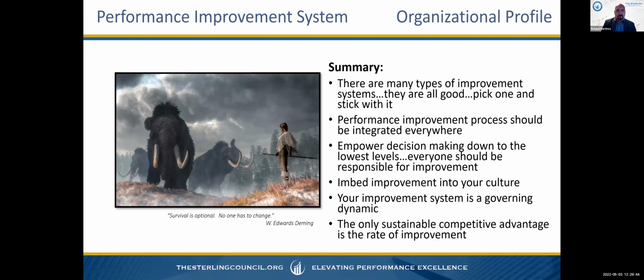Your improvement system should be a governing dynamic of your organization. It's everywhere in the criteria and should be everywhere in your organization. It should be the way that you do business. It shouldn't be something separate and apart that you do sometimes when things go wrong. And then finally, when we start looking at sustainable competitive advantages, when we talked about competitive advantages the last time, the only sustainable one is the rate of improvement that you have against your competitors. That's the only thing that you really have out there that can be sustained by any organization. So rate of improvement, you get a performance improvement system.